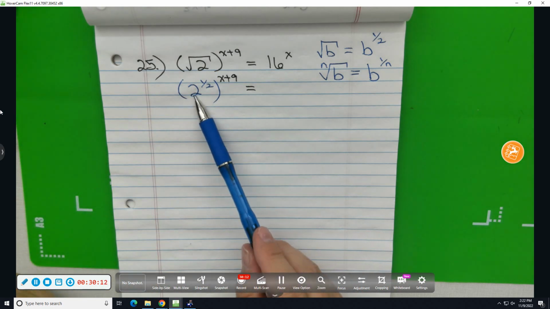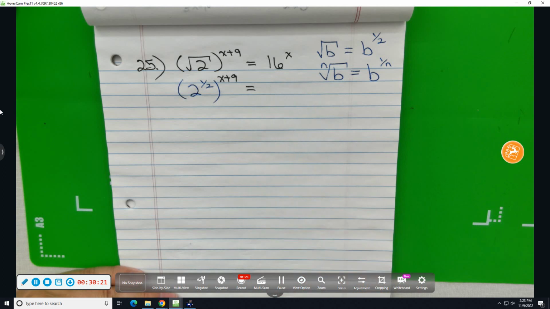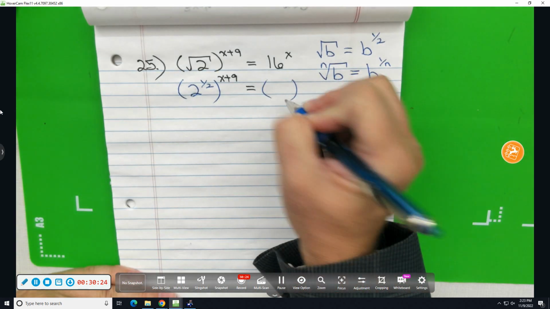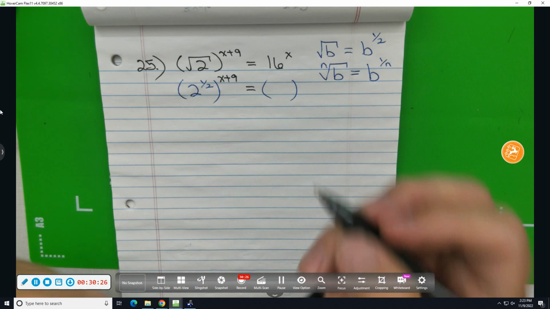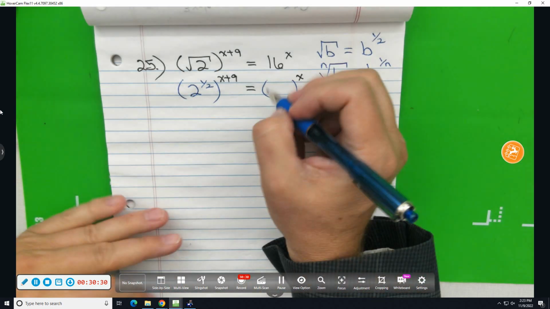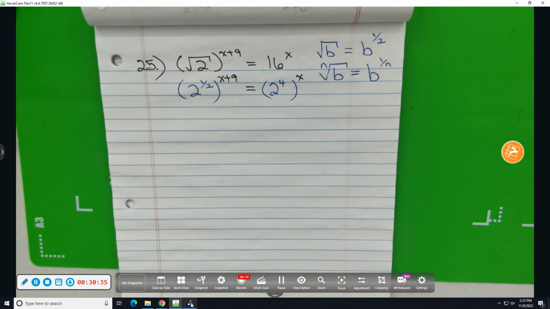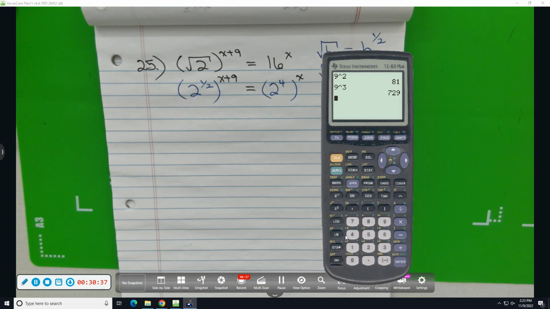Now, 2 is a prime number. You don't want to change 2. That means you better be able to write 16 as a power of 2. And I think we can. I think that we ran into that back on number 22, I think it was. 16 is the same thing as 2 to the 4th power. Just in case you don't believe me, 2 to the 4th power, sure enough, that's equal to 16.